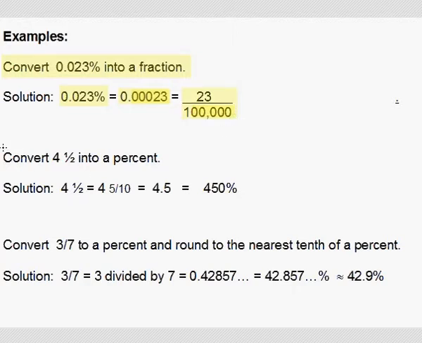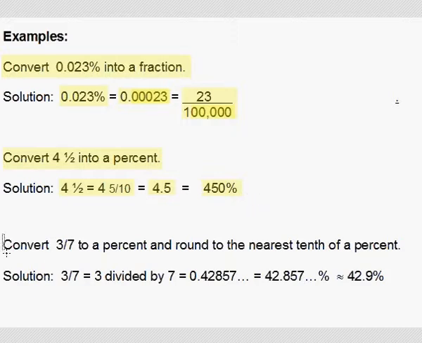Now let's look at the example where we convert the mixed number 4 1/2 into a percent. Our first step here is to turn the 4 1/2 into a decimal. Well, 4 1/2 is 4 5/10, which is equal to 4.5. Or you could take 1 and divide out by 2, and you get 0.5 as the decimal part. So 4 1/2 is 4.5. Now we can take that decimal and turn it into a percent. And this time we move the decimal point two places to the right, because remember, the decimal is always smaller, the percent is always bigger, so we end up with 450%.